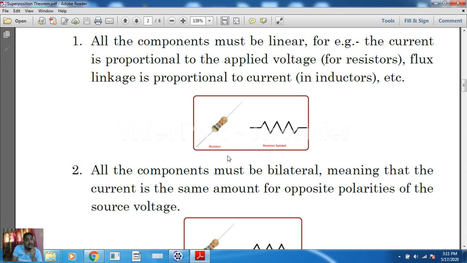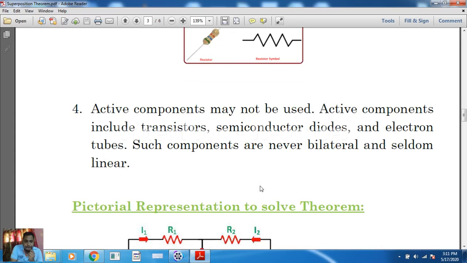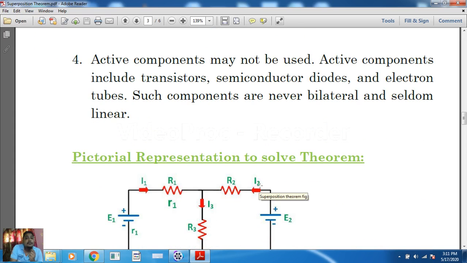Bilateral means current can flow in both directions, as we have mentioned. Okay, passive components may be used. That means resistors. Passive means what? Which doesn't have any source of EMF. That kind of element we can use for solving the superposition theorem. Okay, active components may not be used. If we are using any active components, it has its own effect in the circuit, so directly we cannot find out the individual branch current and individual branch voltage like this.